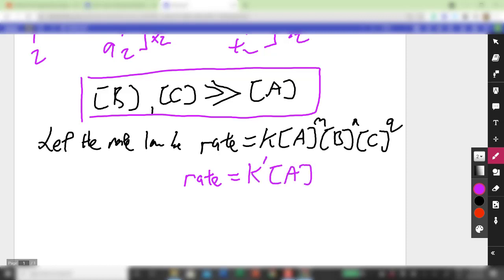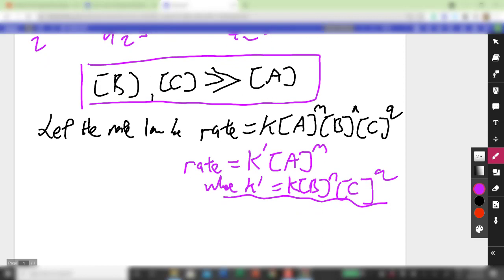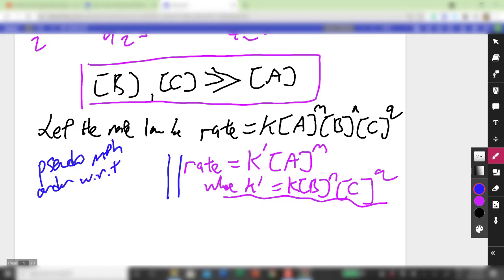Rate equals k prime [A] to the power m, where k prime is actually equal to k multiplied by [B] to the power n and [C] to the power q. And this is unique to this experiment, by the way. So this is very important, and this is often the case in many of the kinetic studies. When we do this, we are effectively making what we call a pseudo nth order, in this case it's not n, it's m, order with respect to A.